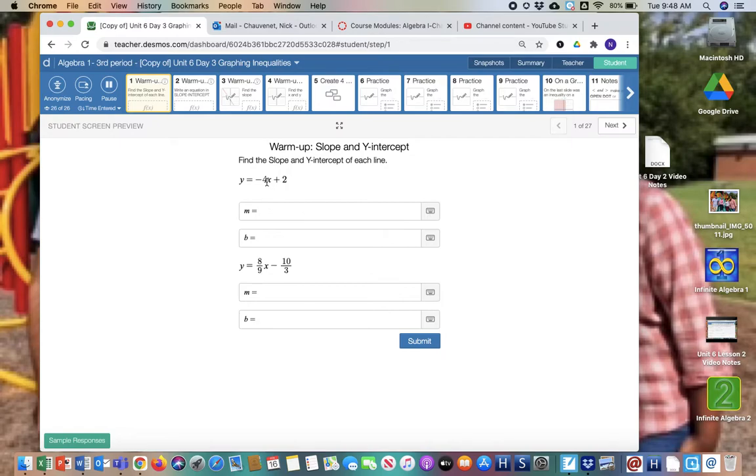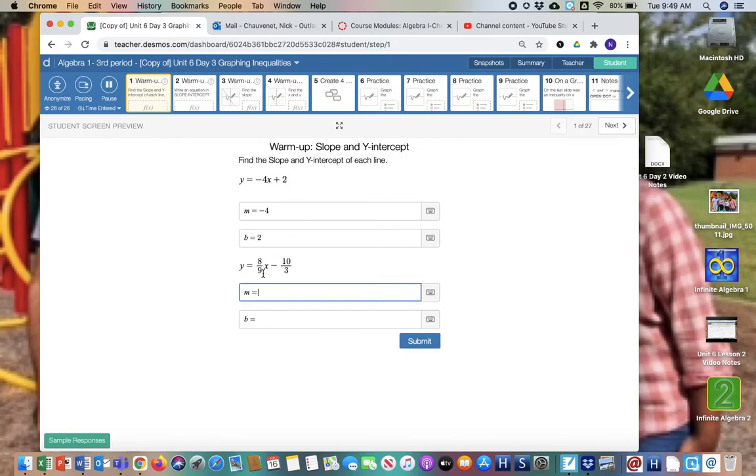So if we remember back from Unit 4, the slope is that number in front of x. Remember, if there's an x here and we don't see a number, it's implied to be a 1. In this case, I see that -4. The y-intercept is the number on the end here, the integer, with no variable. If there's no number there, then that's assumed to be a 0. So in this case, it's a 2.